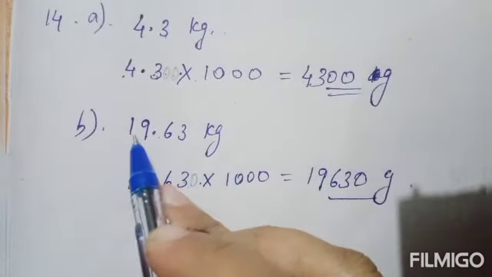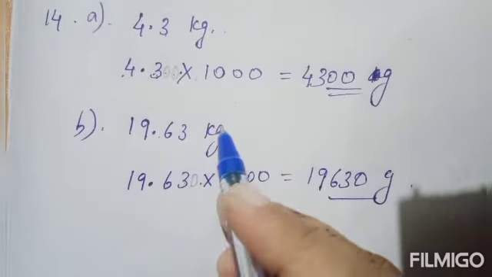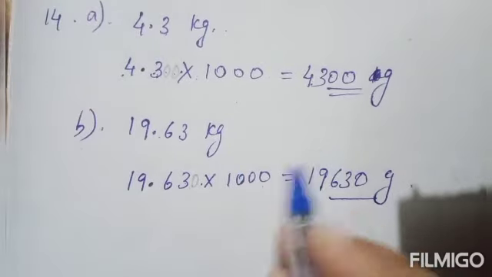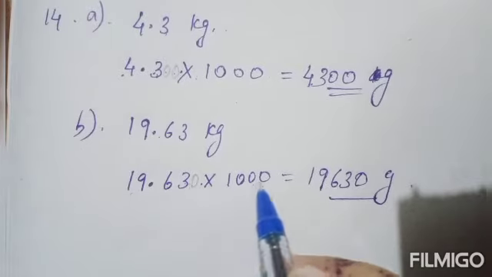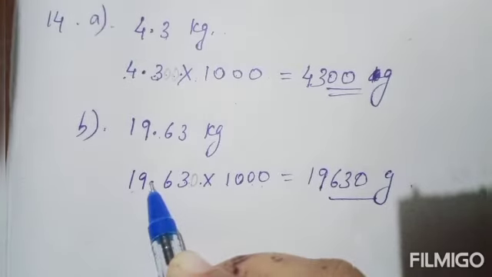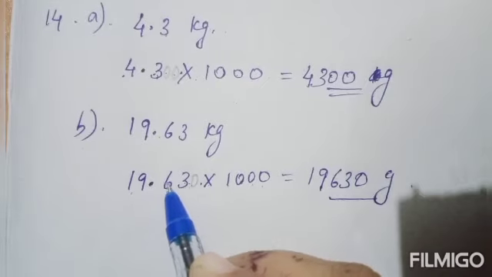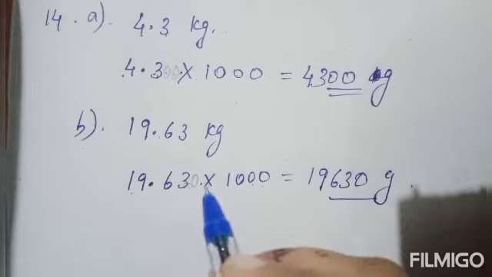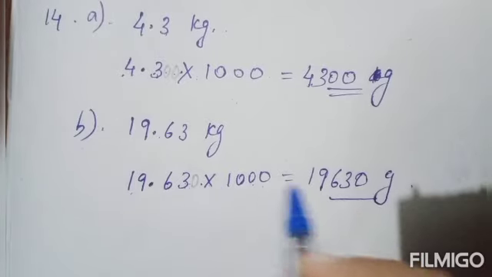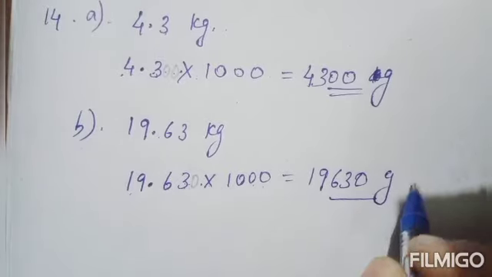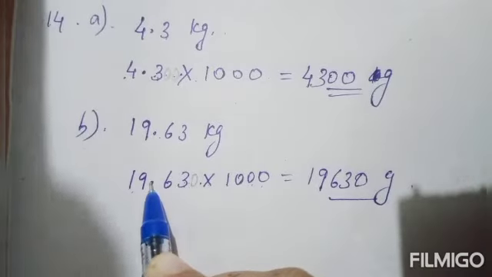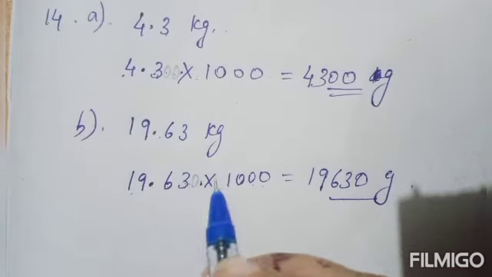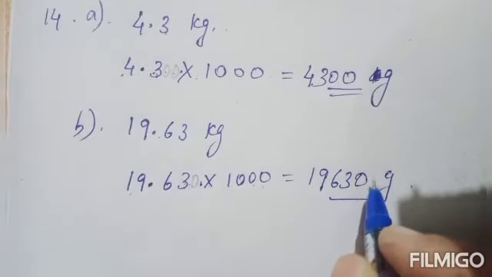Next B, 19.63 kilogram. So in order to convert kilogram to gram, just multiply by 1000. Okay. So 19.63 into 1000. What you will get? This decimal point will move 3 places to the right. Okay. So this is 1, 2. Third place you have to put 0. Okay. So what will be the answer? 19,630 gram. Okay, moving this decimal point 3 places to the right. This is 1, 2, 3. After this decimal point will come. Okay, so the answer is 19,630 gram.